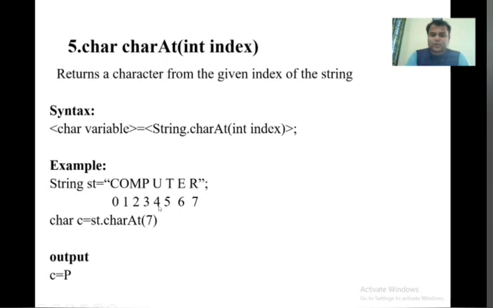It starts from 0, 1, 2, 3, 4, up to 7. Now st.charAt, if the given input is 7, what is the character at index 7? It will give the value here. Sorry, it is going to print the value R, not T.